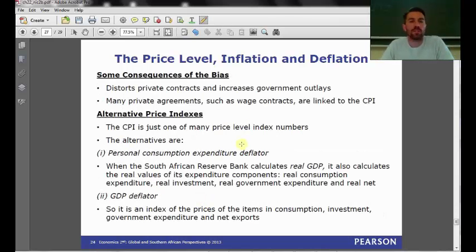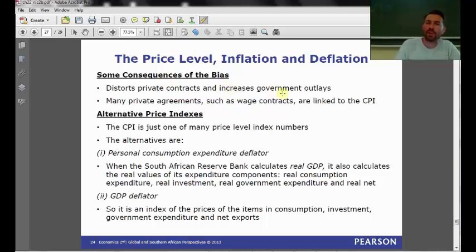What are the consequences of this sort of a bias? Well, obviously it's going to distort private contracts. What do we mean by distort private contracts? Well, the kind of contracts that you sign on a frequent basis are things like wage contracts. Okay? So if you sign your wage contract expecting prices to increase by 7%, whereas prices actually increase by 20%, suddenly you're working for less than what you thought you were going to be working for in real terms. That is a distortion of your contract. You went into the contract thinking one thing, the reality is something different.